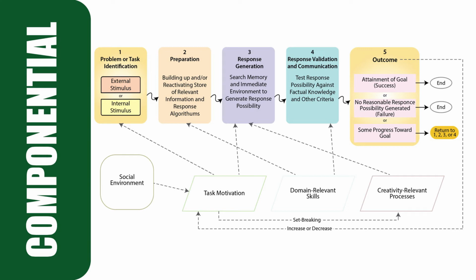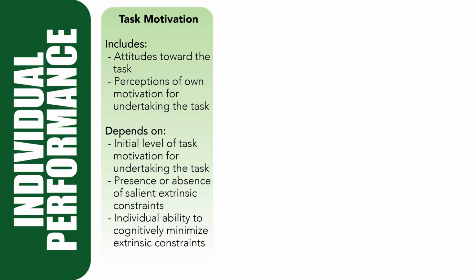Now, there are a couple of things that she covers the other models don't. 1, the environment affects the way that you go through this process. 2, the individual components involved in the success of this process. There's task motivation, domain relevant skills, and creativity relevant processes. So the task motivation has to do with your attitudes towards the task, perceptions of your own motivation for undertaking the task, and a lot of these actually end up being intrinsically motivated, so how compelling a problem is, right? So the question you can ask: are you excited or compelled to act?